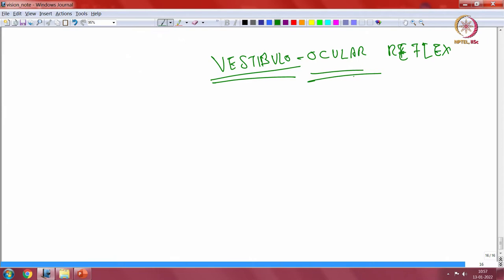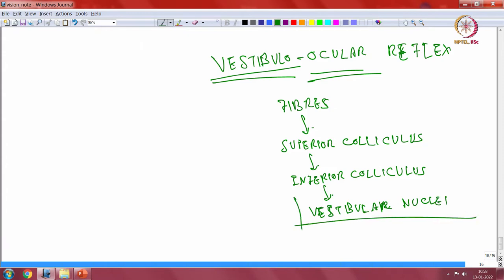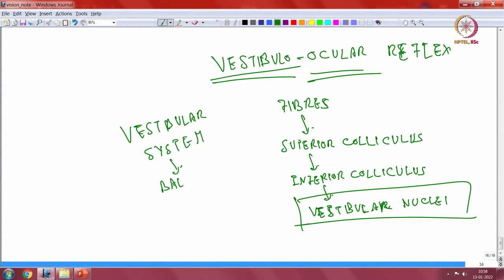Now, how is the mechanism mediated for the vestibulo-ocular reflex? Remember somewhere in the discussion on pathways, I told that there is a component of fibers which go to the superior colliculus and then inferior colliculus. And then there are pathways to the vestibular nuclei. The vestibular system is something related to balance. I think I should be covering it sometime later.